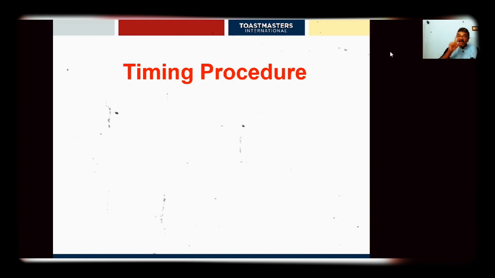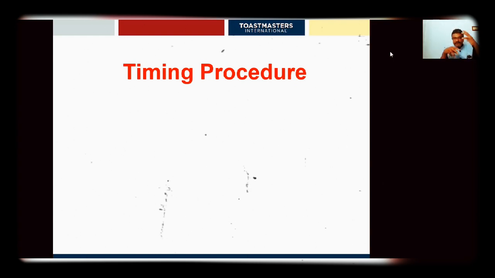The timing procedure. Timer 1, there will be 2 timers for the contest. Timer 1 uses a stopwatch to time each speaker and is considered the official timekeeper of the contest. They report speech times on the timing record sheet. Timer 2 uses a stopwatch to time each speech in order to operate the signaling device.